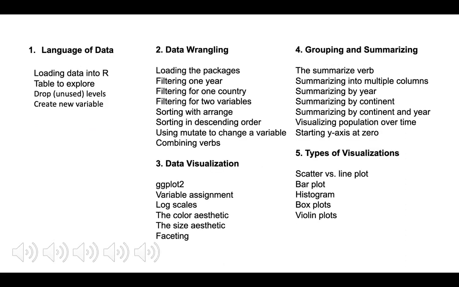So in the rest of the workshop, I will be going through 6 sections that try to familiarize you with data in R. So the first section is the language of data. I'll be talking about how to load data into R, how to make a table to explore your data sets, how to change levels, and create new variables. For the second section, I will be talking about data wrangling: how to load packages, how to filter your data sets, how to sort your data sets using the arrange verb, and how to do that in descending order, and how to change your variable using the mutate verb. And lastly, how to combine different verbs and commands at the same time.